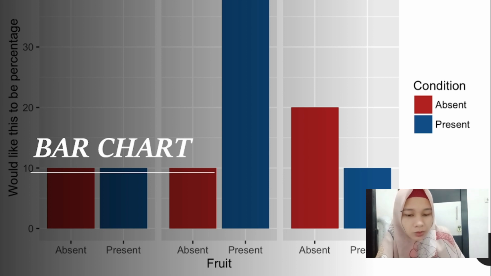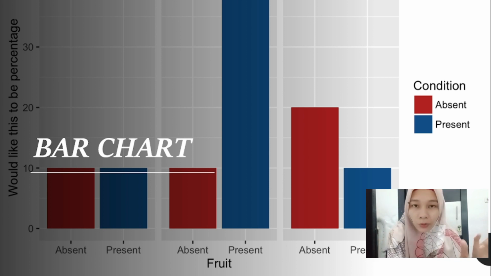You could see there are two different bars. The first is in red color and the second one is in blue color. For every red bar, it means absent, and for every blue bar, it means present, okay. You can also see that information on the right side of the chart, the condition. So the condition is absent or present, okay.